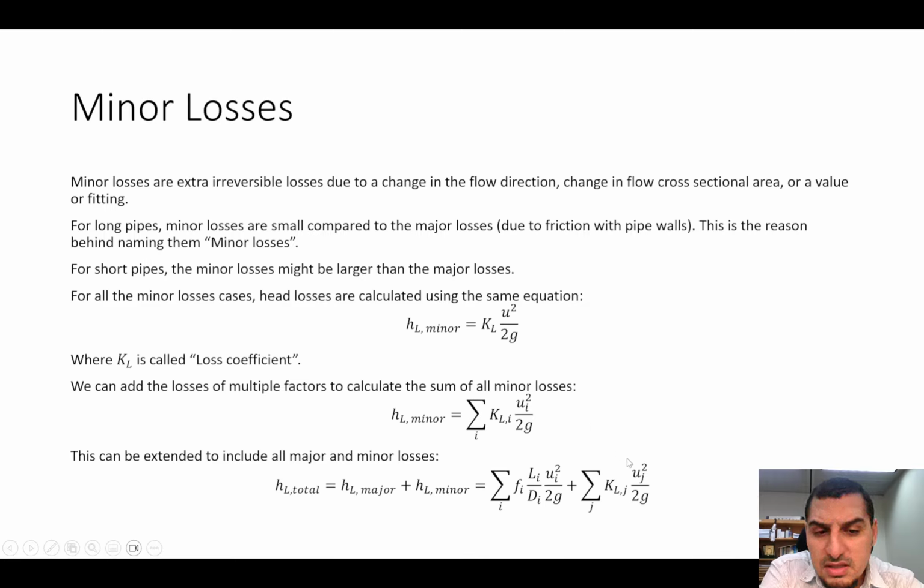And by the way, this KL, this loss coefficient, is available in tables. So it's not like the friction factor, where you are going to calculate it and do some iterations. It's much simpler. You just look for the proper table and pick the number from the table and plug it in the equation. So it's much simpler than the major losses. So this is simply what we have.